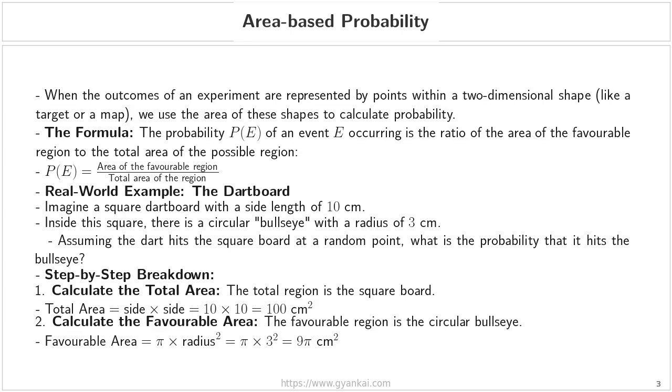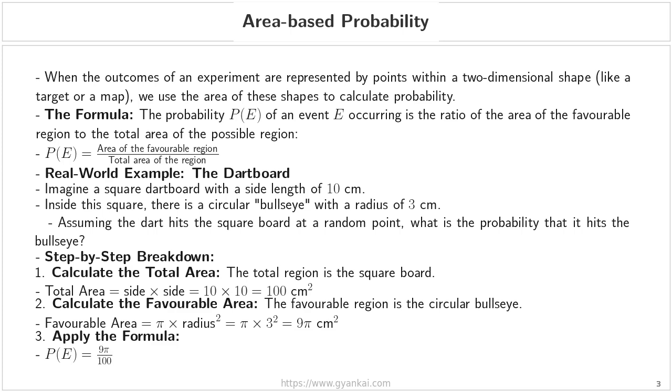Second, we need to find our favorable area. This is the area of the circular bullseye. Using the formula for the area of a circle, which is pi times the radius squared, we take pi times 3 squared. Since 3 squared is 9, our favorable area is 9 pi square centimeters.